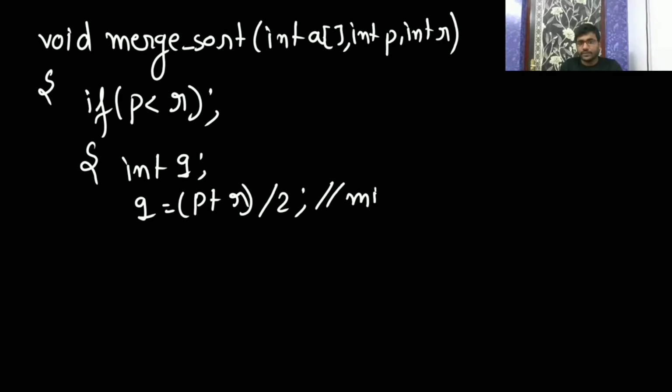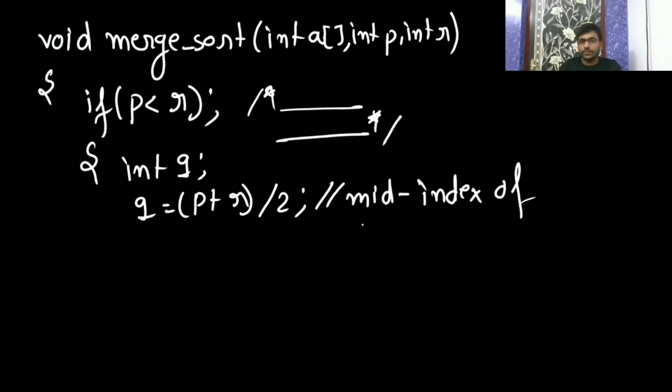Mid index of the array. See, this is a comment. If you give a double slash, it's a single line comment, and if you write it like this, then it's a multiple line comment. So mid is the mid index of the array.